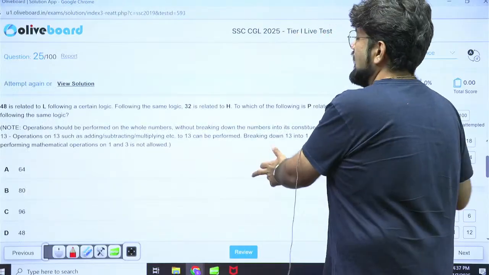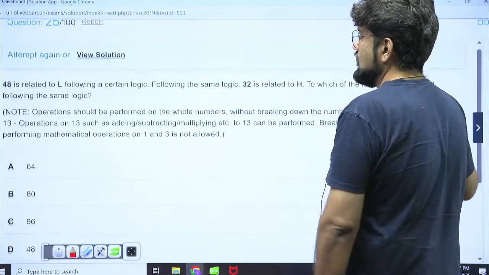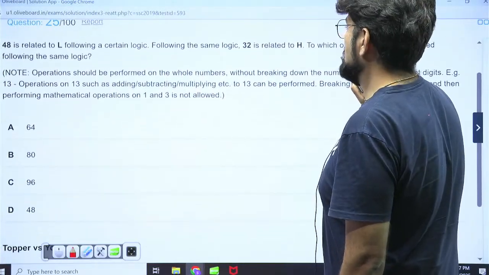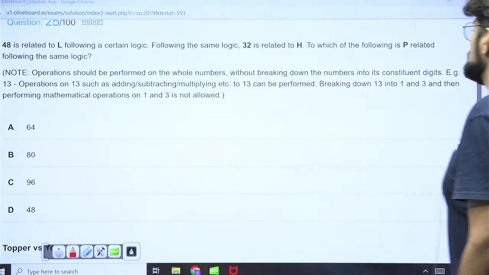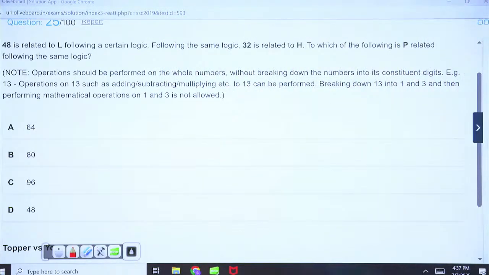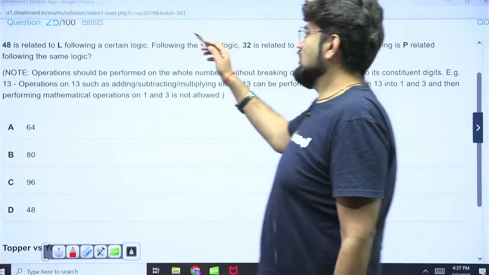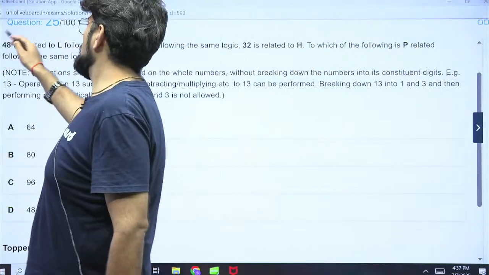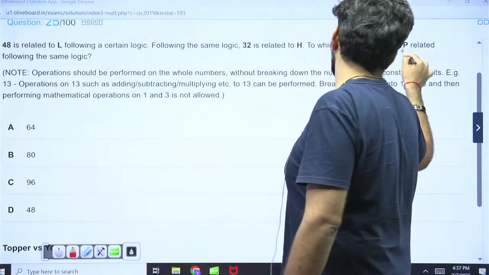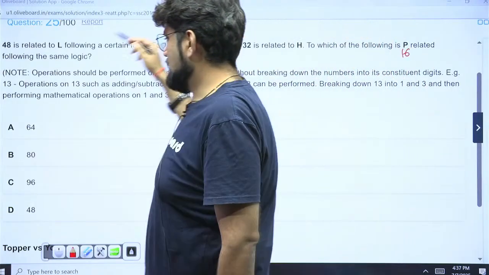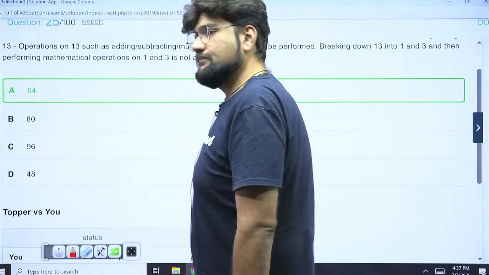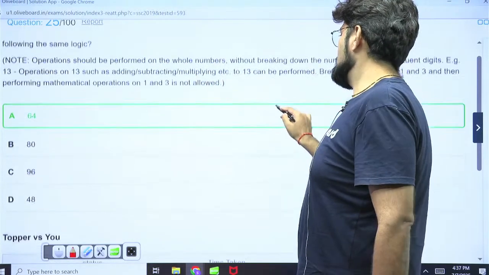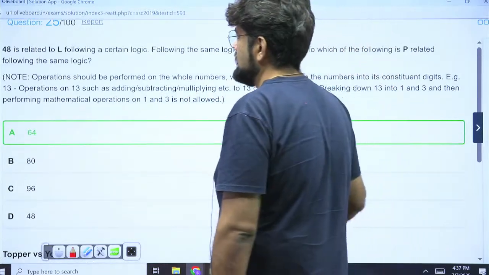And with that, we'll come to the last question now. 48 is related to L, 32 is related to H. So P is related to what? So I think H is 8, 8 into 4 is 32, L is 12, 12 into 4 is 48. So P is 16, 16 into 4 is 64. So I think option A will be the right answer. Cool. P is 16, 16 into 4 is 64.